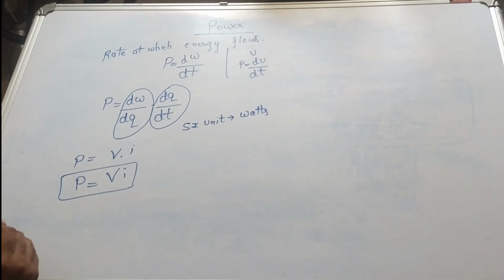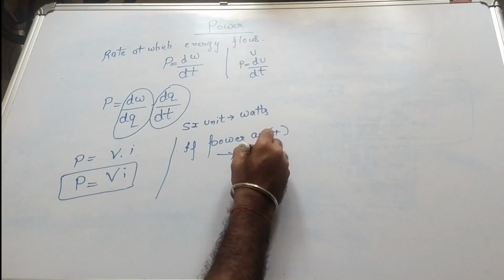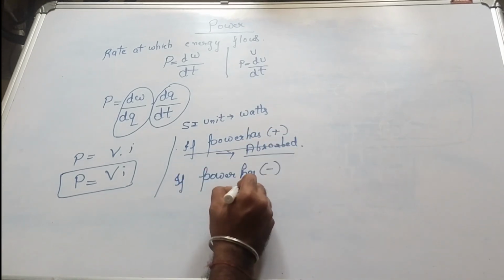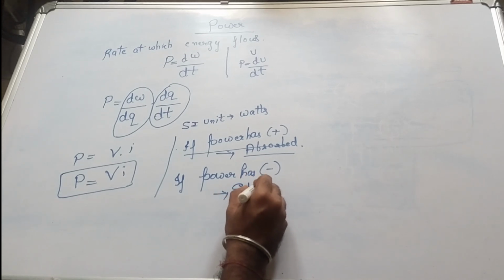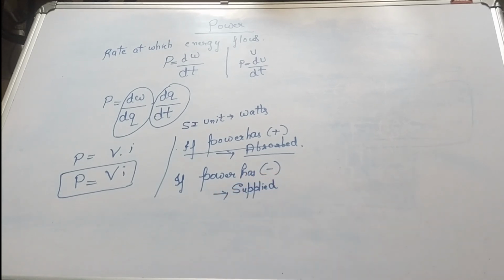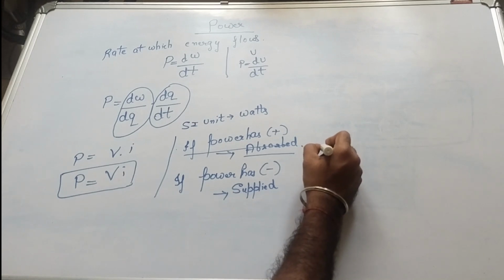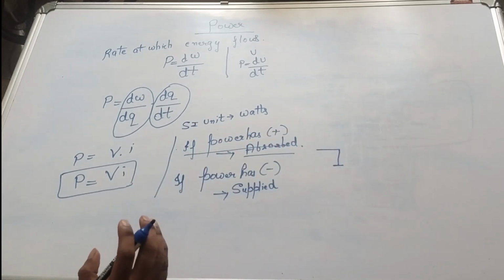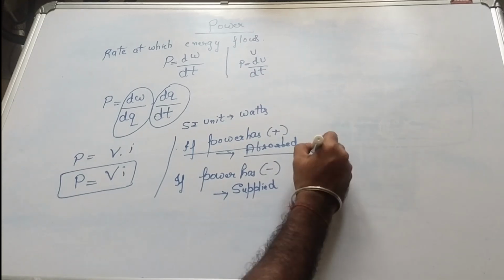SI unit is watts. Power is a time varying quantity. If power has positive sign, then power is absorbed. If power has negative sign, then power is supplied. How to check whether power is absorbed or released? Let's see.